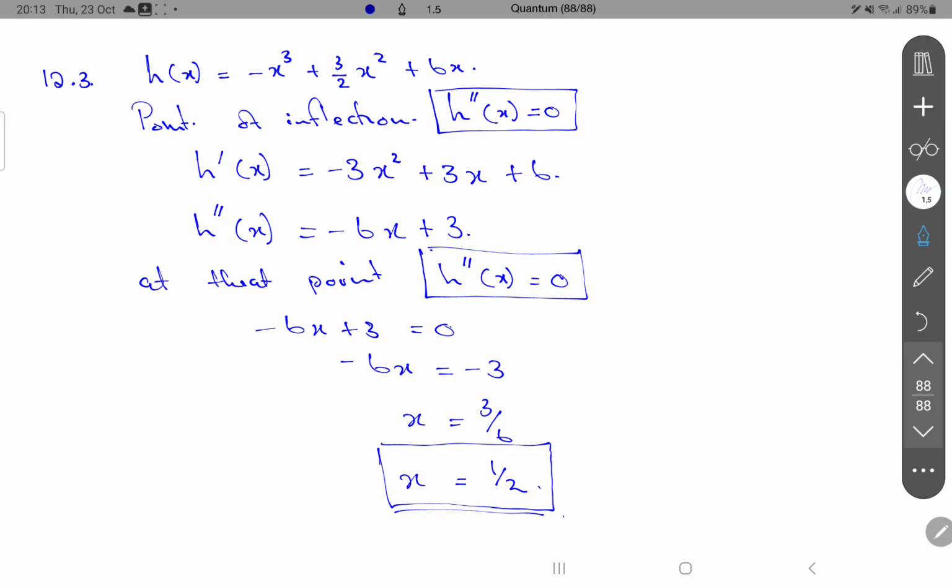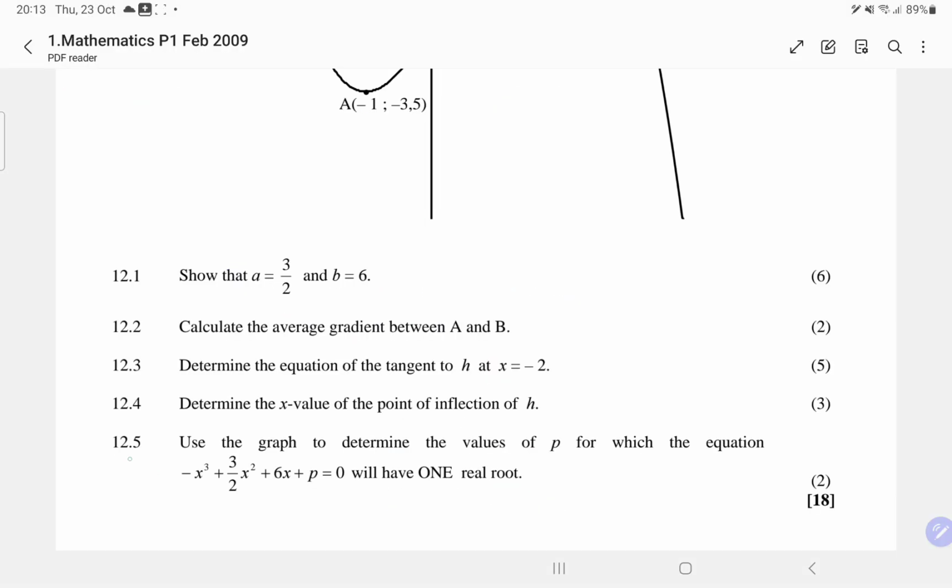So that's okay. The last question is 12.5. Use the graph to determine the values of p for which the function has one real root. Remember, they didn't say work, they said use the graph.